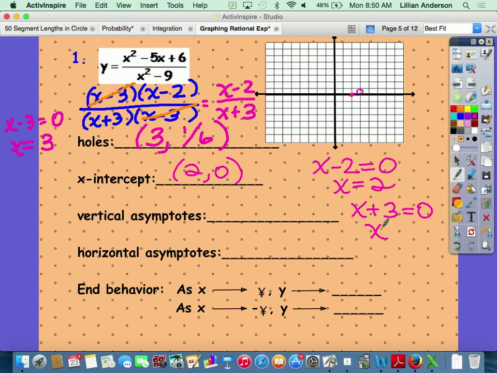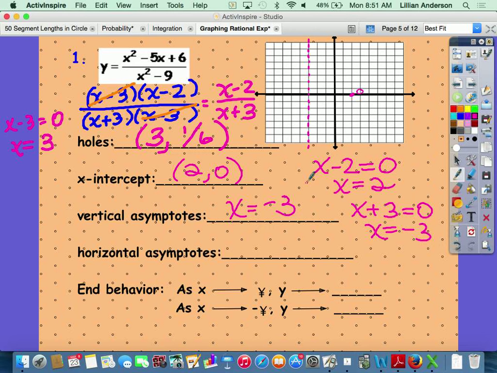So where is there an x, not an x-intercept, a vertical asymptote? At negative 3. x equals negative 3. Vertical asymptote, straight up and down. It's a dotted line. So we're going to draw a dotted line at negative 3. So that means that when I draw my curve, it's not going to cross nor touch that line. Okay?